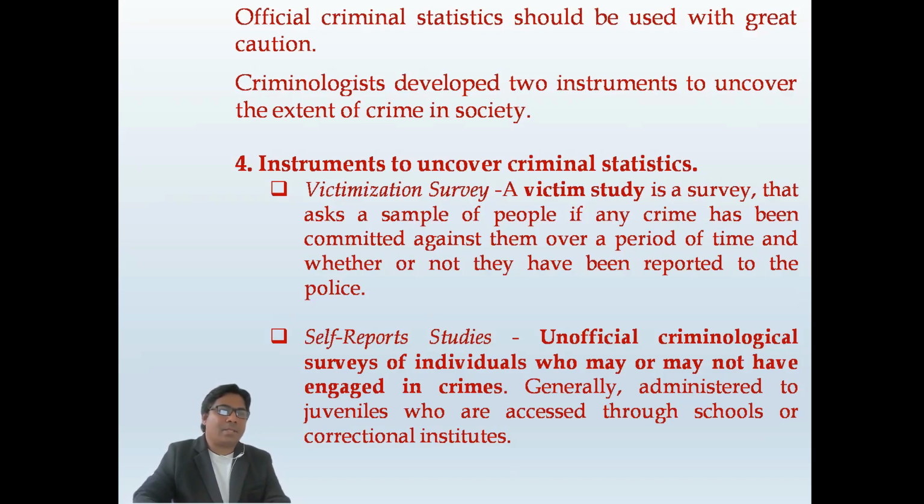Along with victimization surveys, we have self-report studies. Under self-report studies, we have unofficial criminological surveys of individuals who may or may not have engaged in crimes. So it is not necessary here that the person involved in this study should have been involved in crime. He or she may or may not have engaged in crime, but still they are considered for the sake of study. It is generally administered to juveniles who are accessed through schools or correctional institutions. Usually this method is applied to students pursuing their school education, or to the correctional institutes where juveniles are maintained and where attempts are made to correct them.